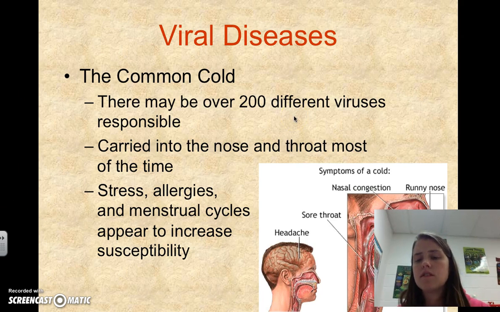Viral diseases. So these are just some examples of some viruses that you probably have heard of. The common cold is definitely a viral infection. There's lots of different varieties of the common cold, over 200 in fact, and typically they're carried in the nose and the throat. Things that could cause you to get this are stress, allergies, sometimes menstrual cycles, and they could cause you to be more susceptible to catching the common cold.